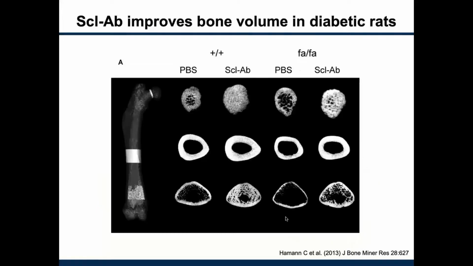So these diabetic rats were then treated with a sclerostin antibody. And I think here in these cross sections, you can see very nicely that the diabetic animals, first of all, have a lot less bone than the wild type control animals. And also you can see that the treatment with a sclerostin antibody is very effective in increasing trabecular bone mass, but also increasing the cortical bone as well.